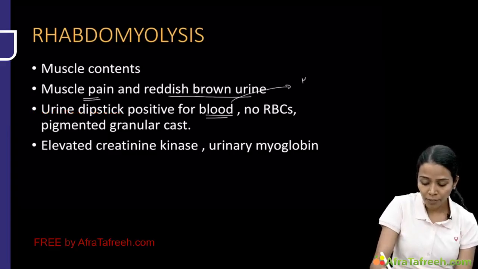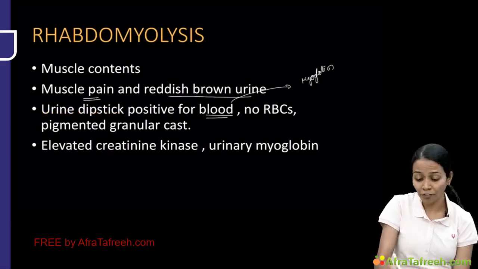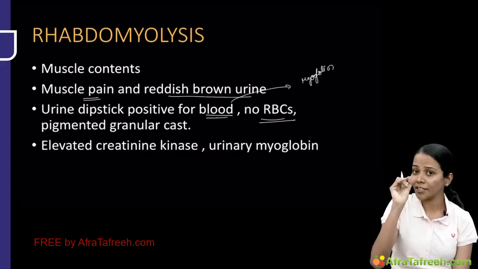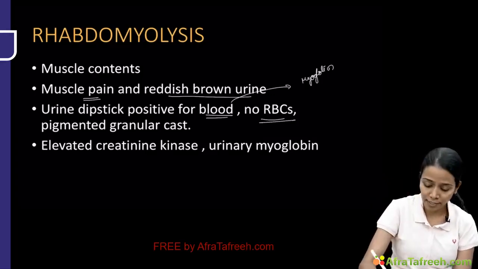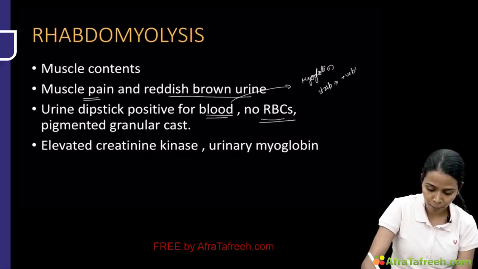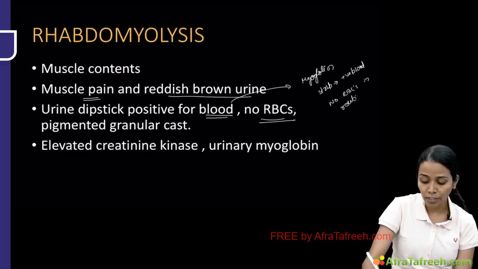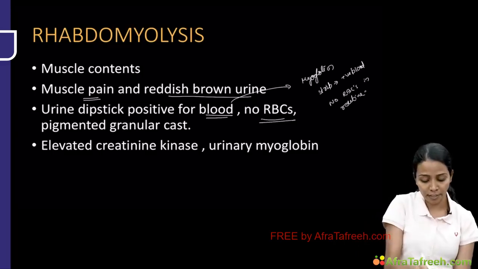Okay. But if you see the urine routine, you will not find RBC. So this is one most important point that clinches the diagnosis of rhabdomyolysis. That is, urine strip or reagent test shows positivity for blood, but no RBCs in the urine routine. And the only thing you'll find in the urine routine is pigmented granular cast.